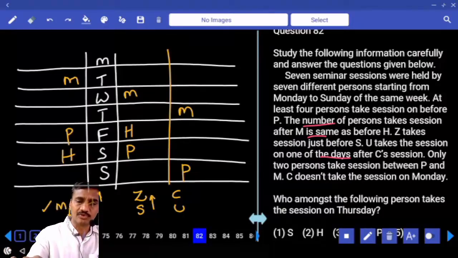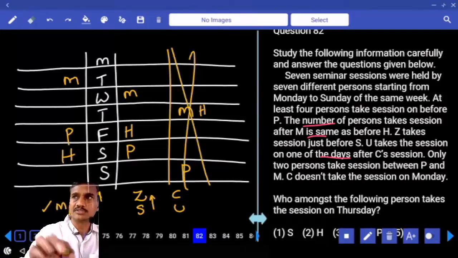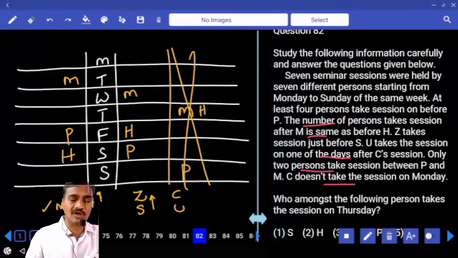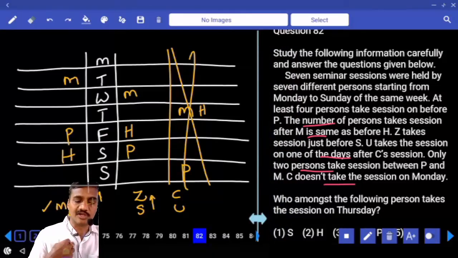In this case, 1, 2, 3, 4, M and H must be in the same place, not possible. Hence this case is ruled out. Now we are left with only 2 cases. And next one, only 2 in between P and M. C does not take the session on Monday. Now C cannot be on Monday.